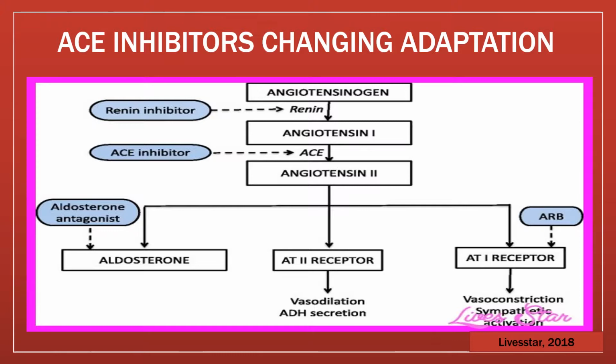ACE inhibitors changing adaptation. So essentially decreased blood flow to the kidneys caused by decreased output in heart failure causes the release of angiotensinogen. If you remember in your pathophysiology class, angiotensinogen converts to angiotensin 1, and then using that angiotensin converting enzyme, to angiotensin 2, which is a potent vasoconstrictor. So as you see on the chart, there are several medication classes that inhibit this adaptation process.